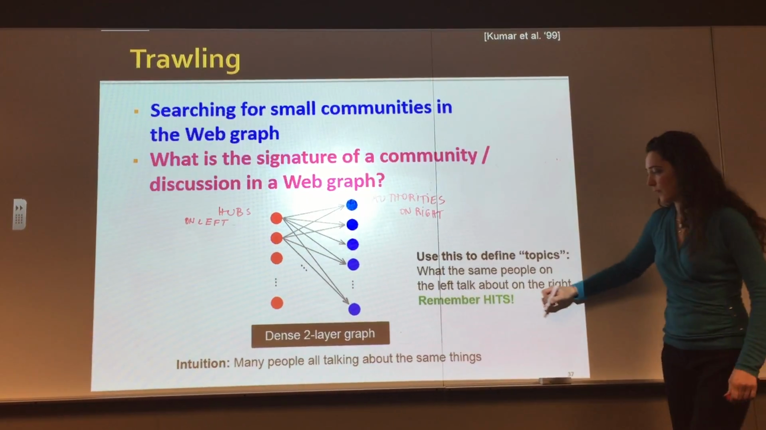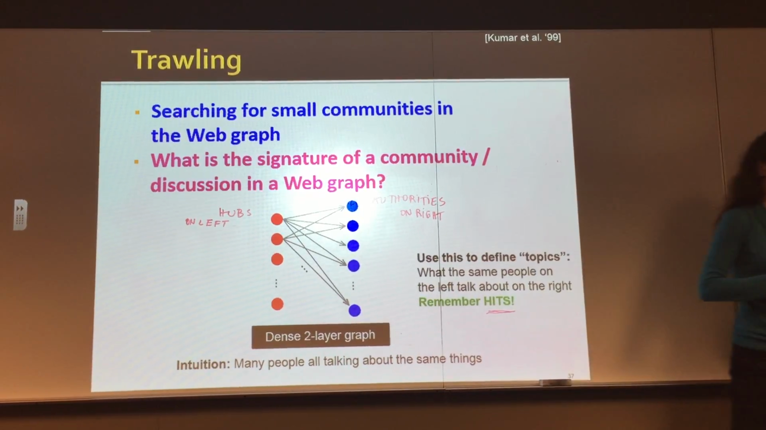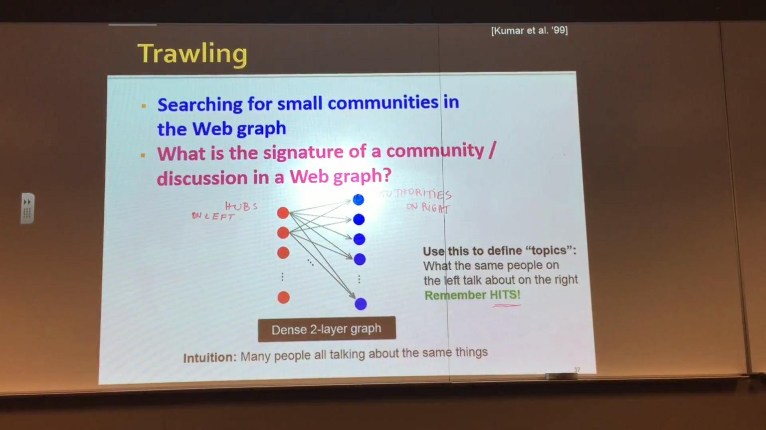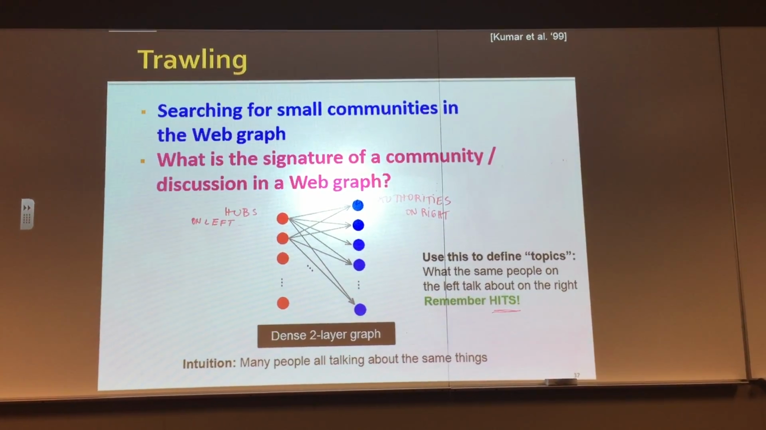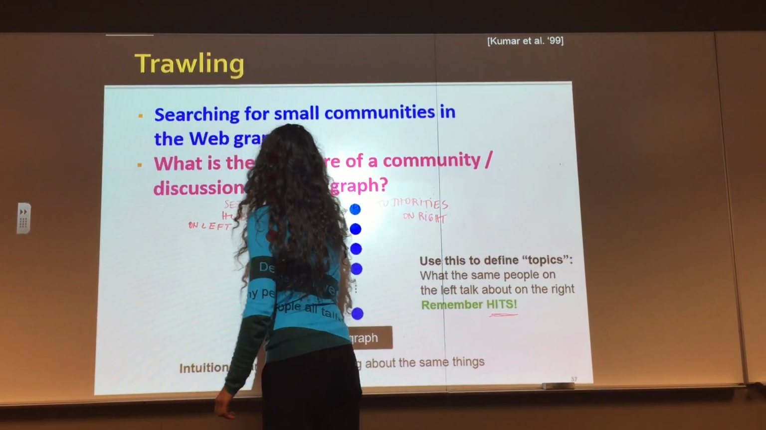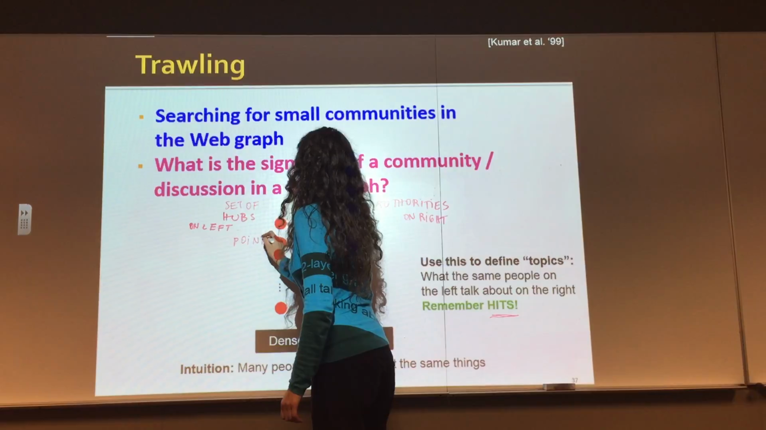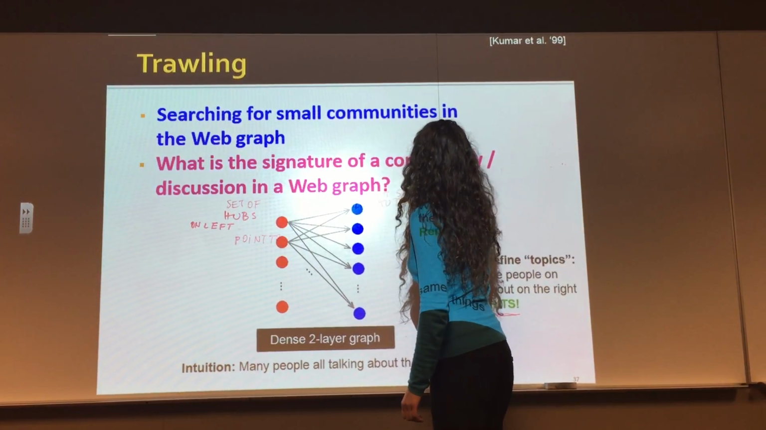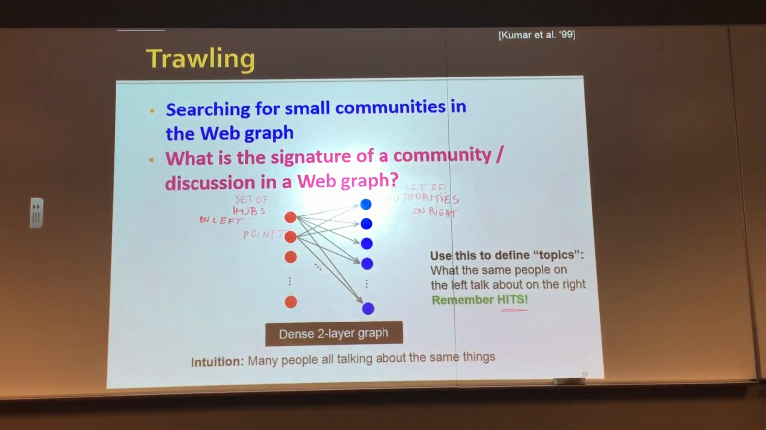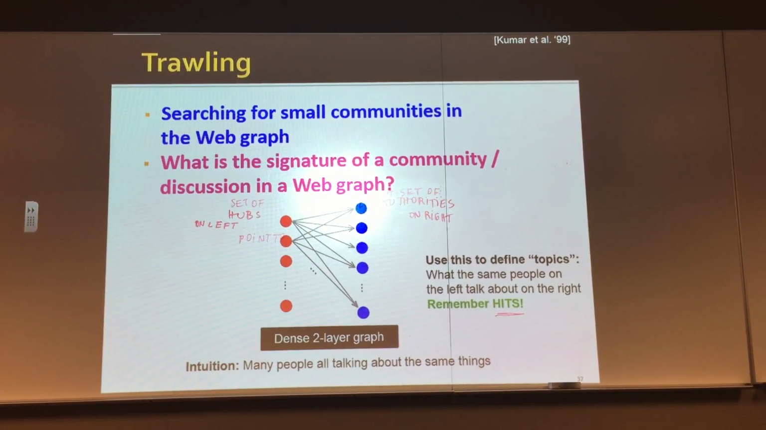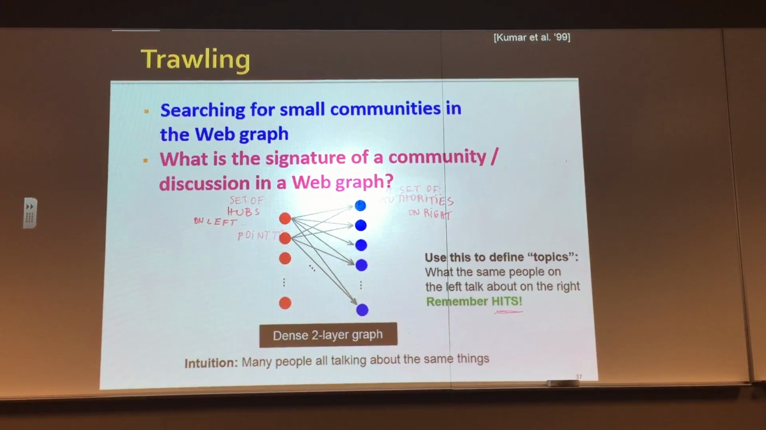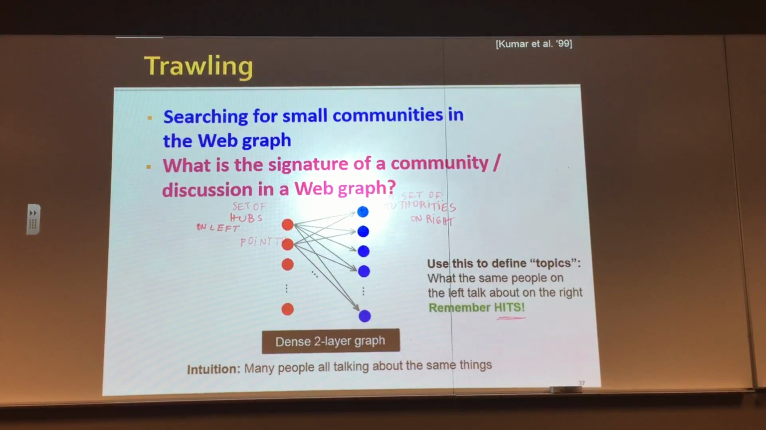So this came from when we were talking about hits and hubs and authorities. This is a very similar idea. So we have a set of hubs that point to a set of authorities. So if they are densely connected, the idea is that these people are talking about the same subject.